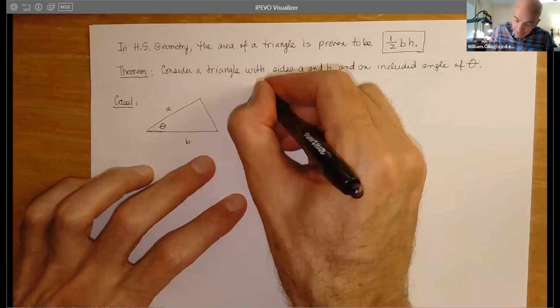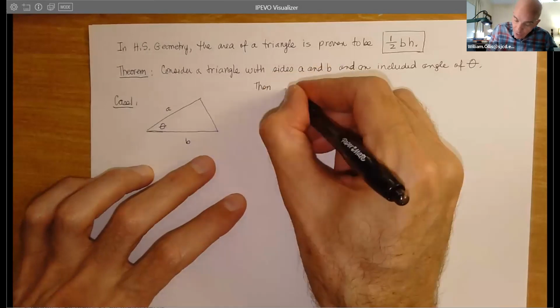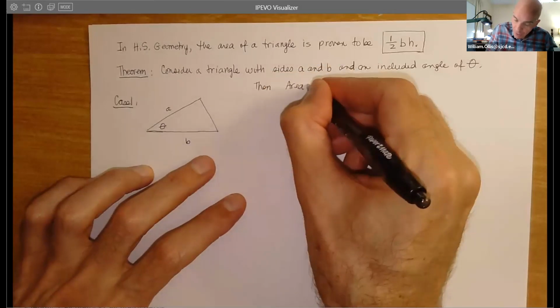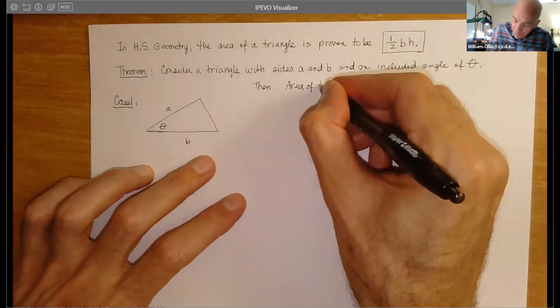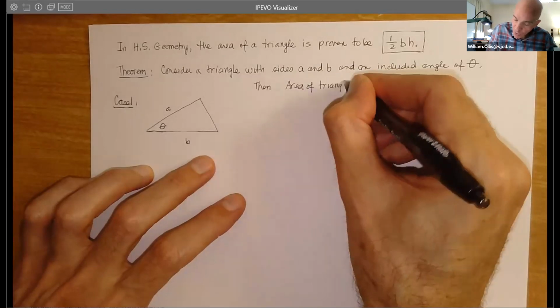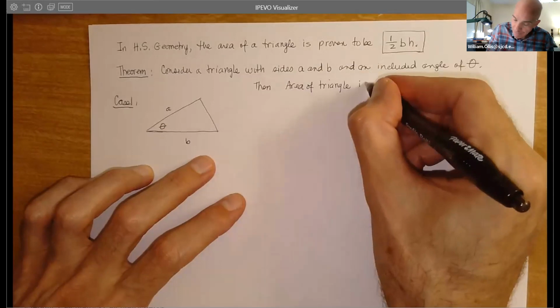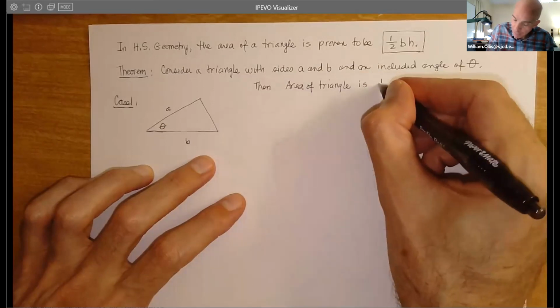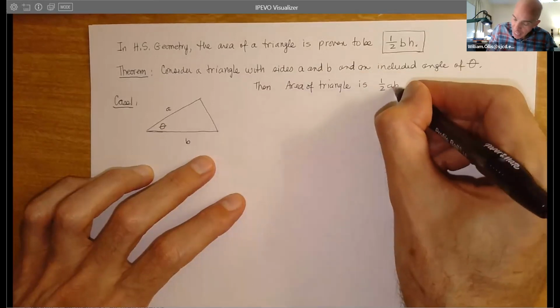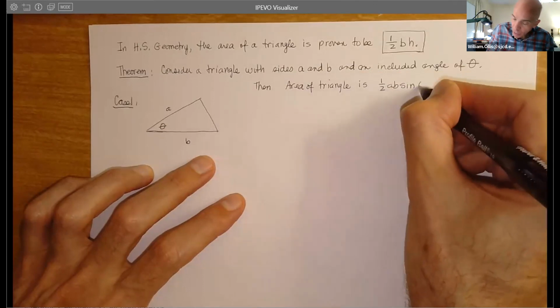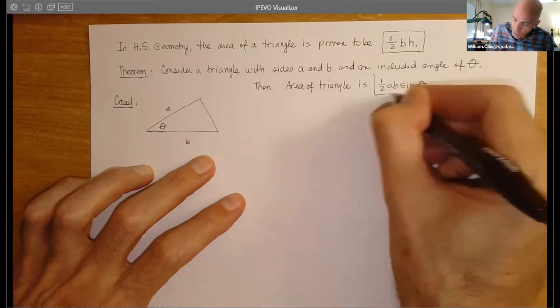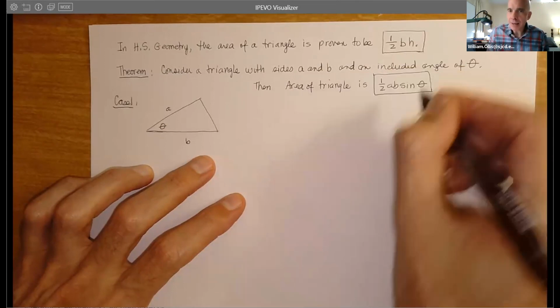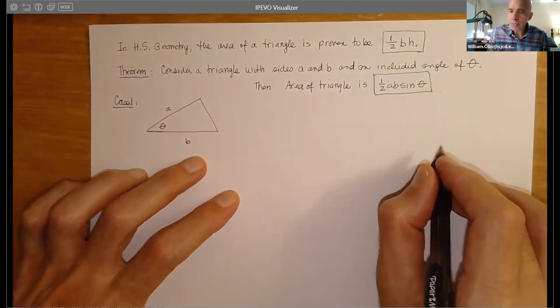Then the area of the triangle, we can write this in terms of trigonometry, is 1/2 AB times the sine of the included angle. So you're thinking that's just 1/2 base times height. That's pretty much what it is.